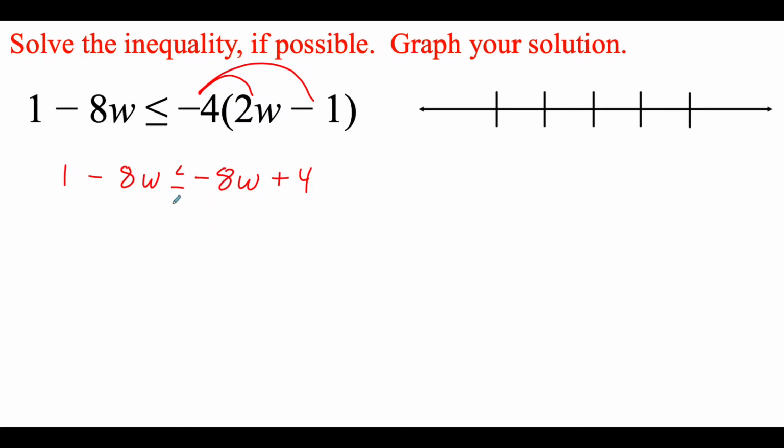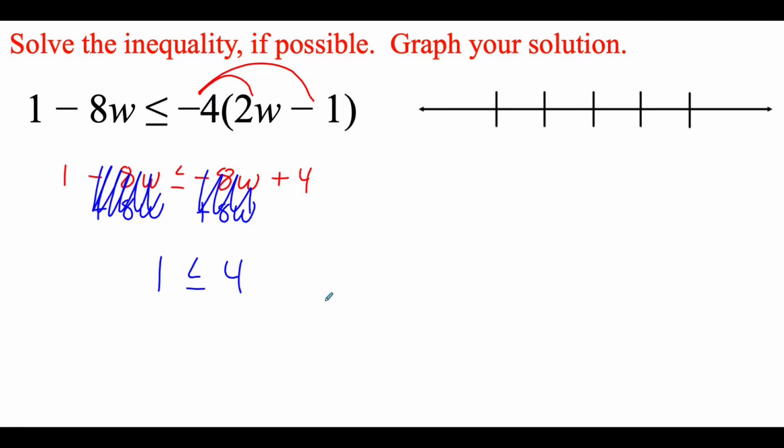Now, I notice that we have variables on both sides, so I want to take that negative 8w that's on the right-hand side and move it over to the left. Because it's a negative 8w, we want to add 8w in order to get it to cancel out. Whatever we do to one side, we also have to do to the other side, and that negative 8w and positive 8w end up canceling out as well. So we get an inequality that says 1 is less than or equal to 4.